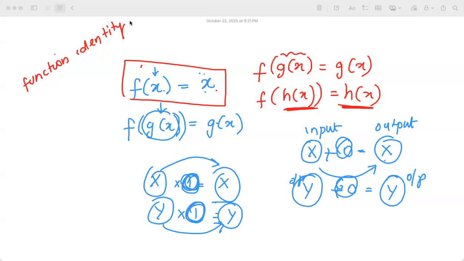Which of these is the identity function? F of x equal to x. You got it? F of x equal to x is your identity function. Make sense? Because if you use f of x equal to x, whatever input you give comes out as output. The value doesn't change at all. That is why it's called the identity function. Can I move on?